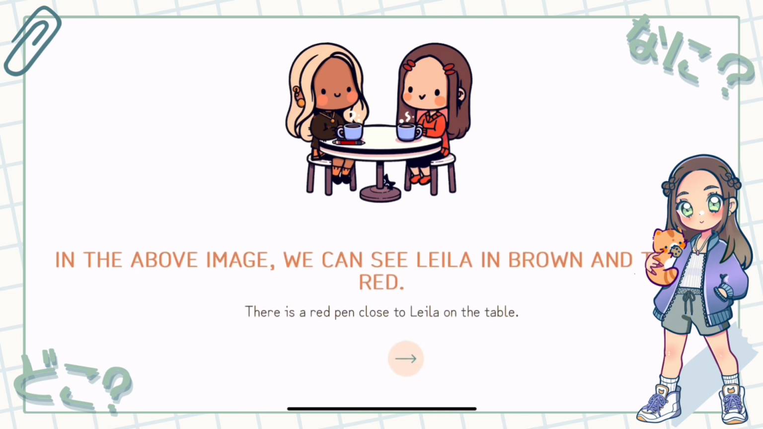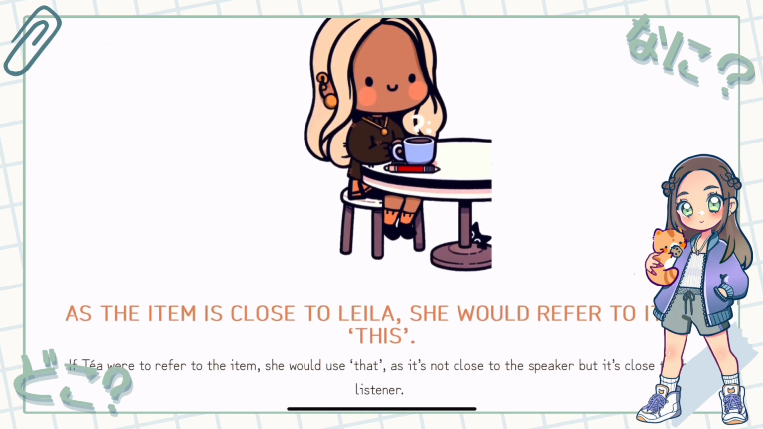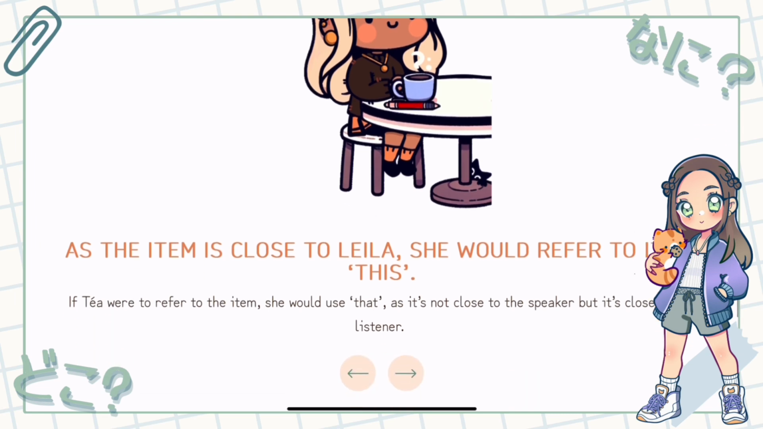In the above image, we can see Layla in brown and Taya in red. There is a red pen close to Layla on the table. How cute. As the item is close to Layla, she would refer to it as this. If Taya were to refer to the item, she would use that, as it's not close to the speaker, but it's close to the listener.